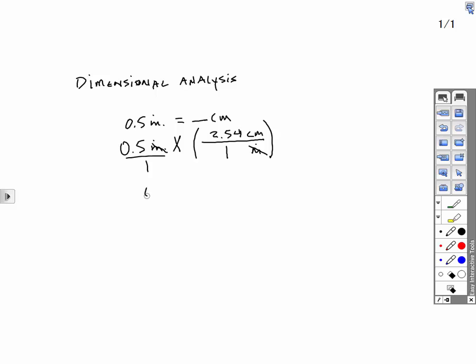And now I've got 0.5 times 2.54 centimeters. And all we got to do is plug that into a calculator, or your phone. And then what you're going to get as an answer is 1.27 centimeters. And you did that correctly. And it works the same way every time. You cannot mess these up. I don't know how you can mess these up.